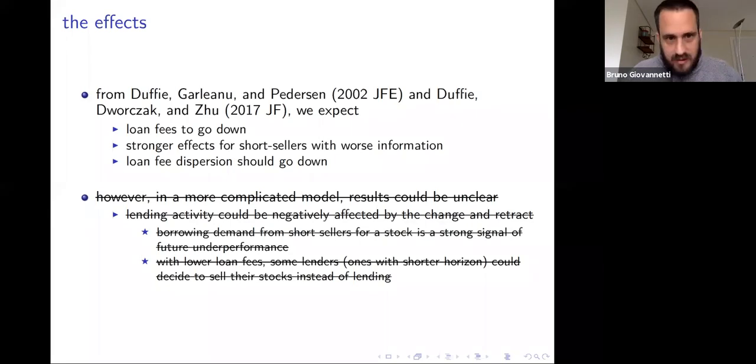What we find is exactly what is predicted by the usual models. We find that loan fees go down. We find different, stronger effects for short sellers with worse information. We find loan fee dispersion going down as well.